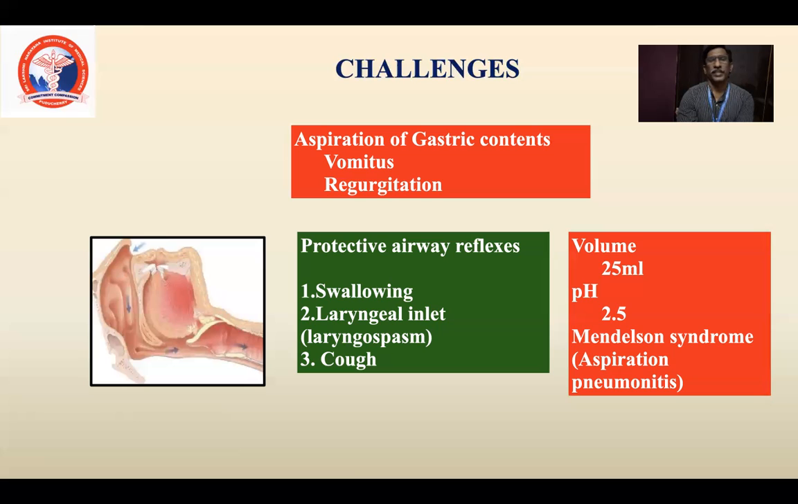But if the patient is anesthetized, you cannot expect the airway reflexes to be intact. So the gastric contents can enter into the trachea and into the lungs. It causes Mendelson syndrome, that is called aspiration pneumonitis, chemical pneumonitis. To cause this syndrome, it needs a minimum of 25 ml and a pH of 2.5.